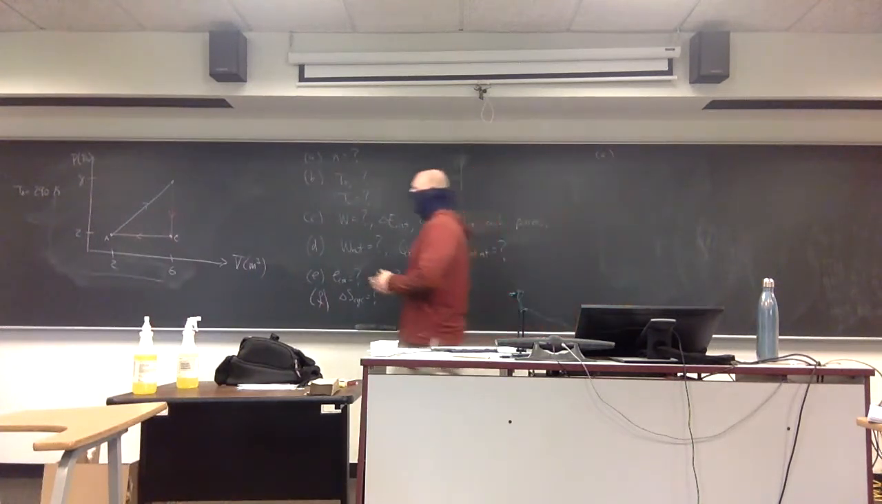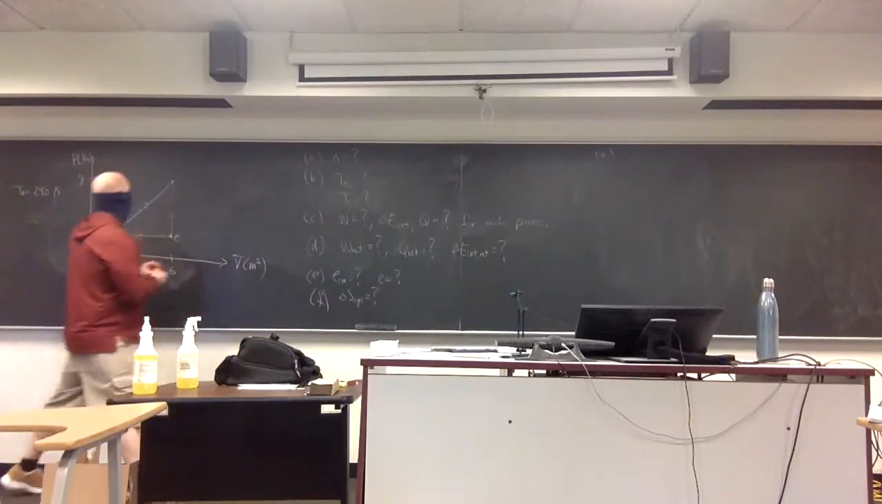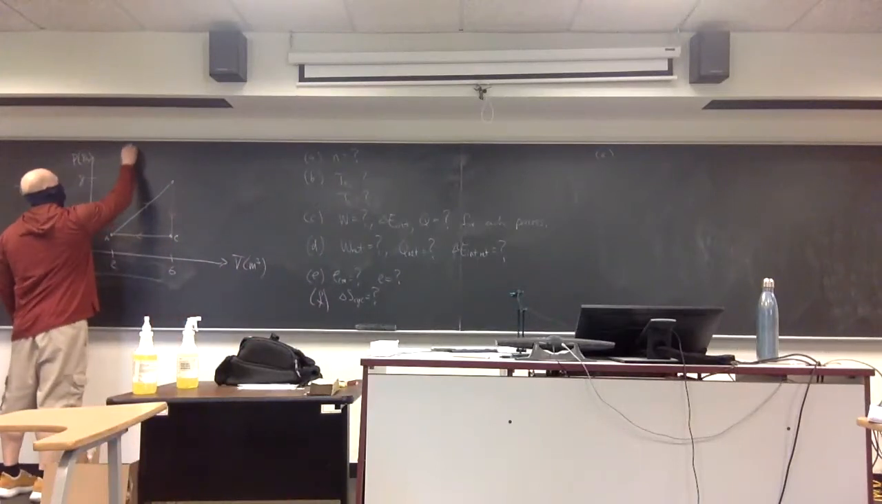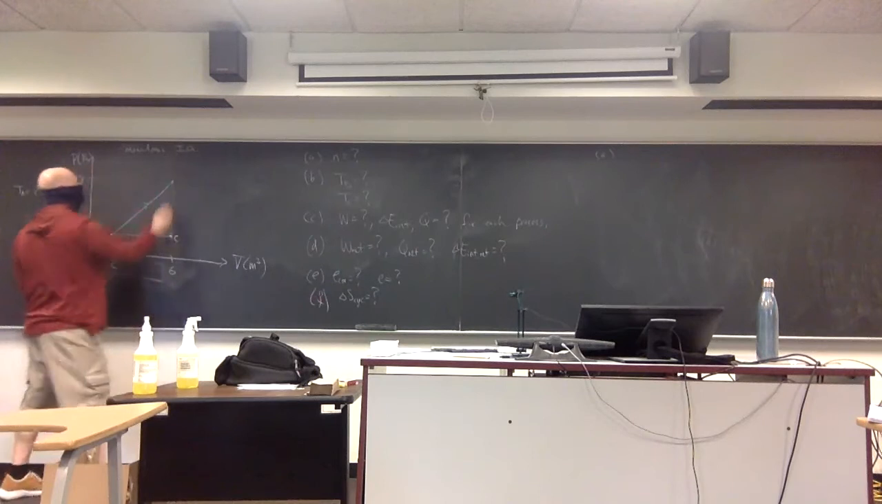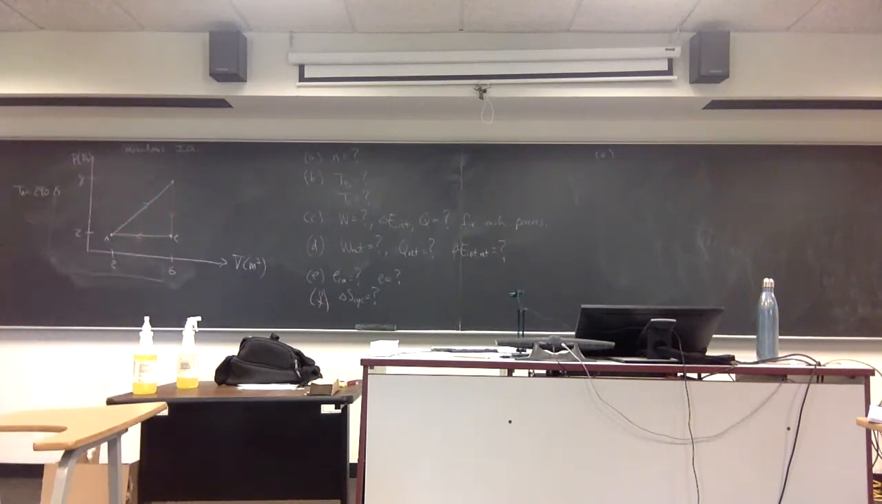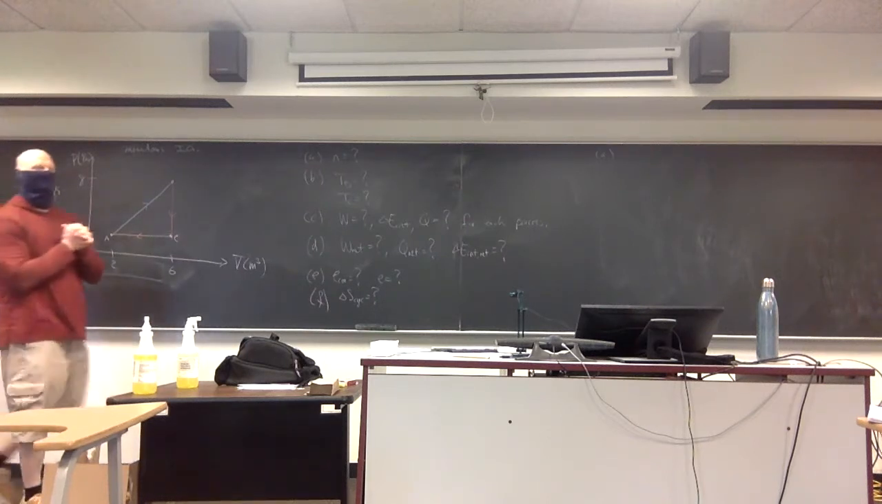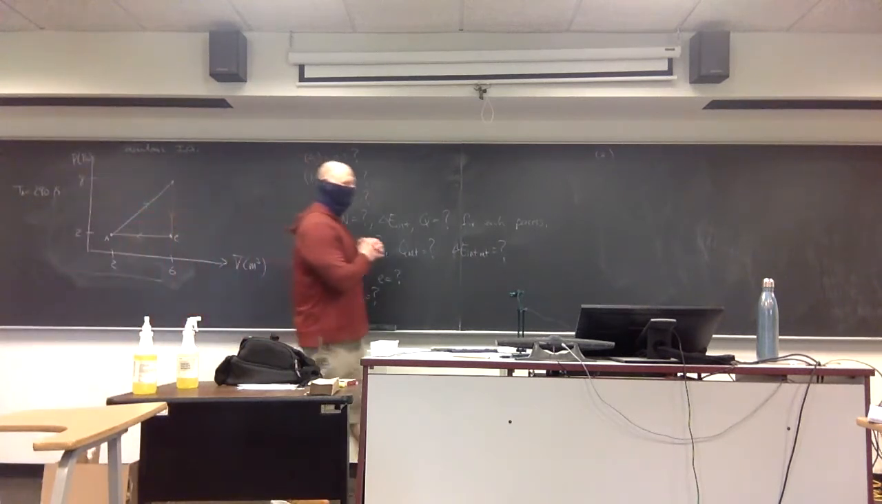Let's look at part A. So how would I do part A? So put some other things on here. We also know that this is a monatomic ideal gas, which will come forward later. So how would I do this problem? Looking for the number of moles.